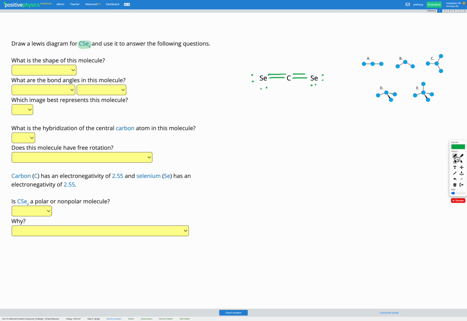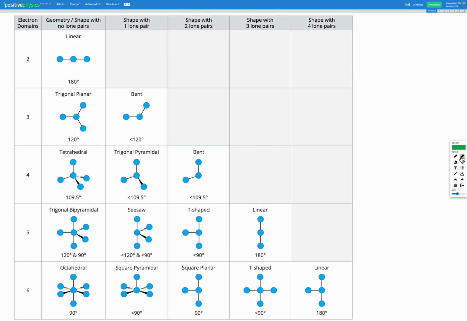Now the first questions here ask me to find the shape and bond angles of this molecule. So to do that, I have to look at my central atom, which is the carbon atom here, and count how many electron domains I have. So this double bond here, that's 1 electron domain, and this double bond here, that's 2 electron domains in total. So going to look at my reference sheet, I have 2 electron domains, and I have no lone pairs. So I have a linear geometry, and my bond angles are 180 degrees, and you can see there the shape of the molecule is linear.